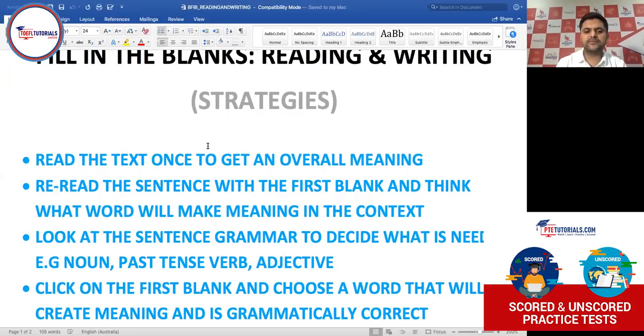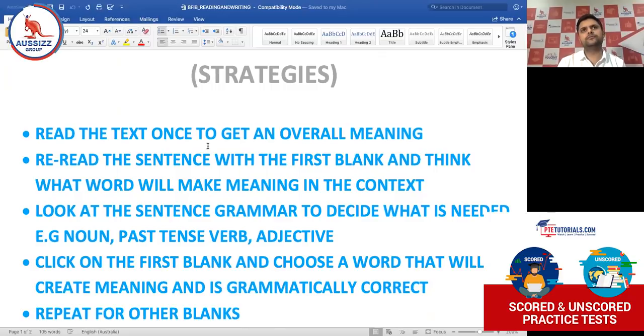Remember, it is very important to first think about what type of word you're looking for before opening up the options, because once you open the options, there are chances that you would get confused. So it is better to first just think for a moment what type of word you're looking for.